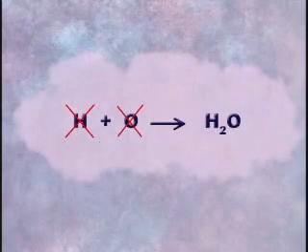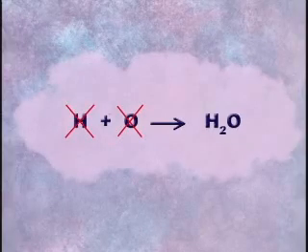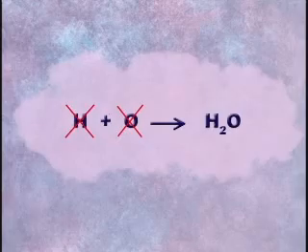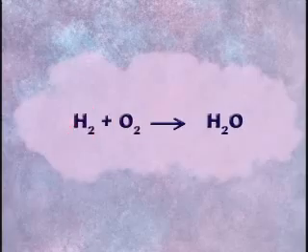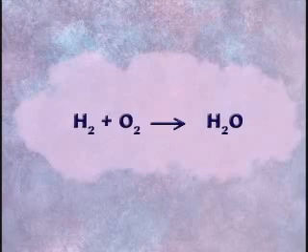Now, back to our equation. The problem, then, with how our equation was written earlier is that hydrogen and oxygen exist as diatomic molecules. So, instead of writing H plus O yields H2O, the correct equation would be H2 plus O2 yields H2O. But is this equation really correct?